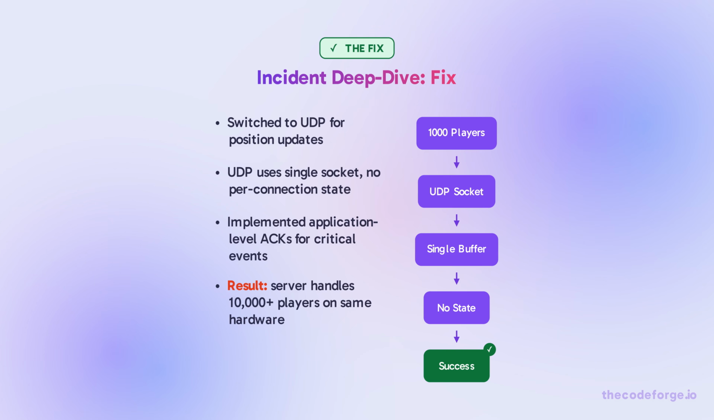The fix was to switch from TCP to UDP for real-time position updates. UDP is stateless. The server reads datagrams from a single socket, and packet loss affects only that specific message. For critical events like player death, we implemented application-level ACKs with timeouts. The result: the same hardware now handles over 10,000 players without connection exhaustion.